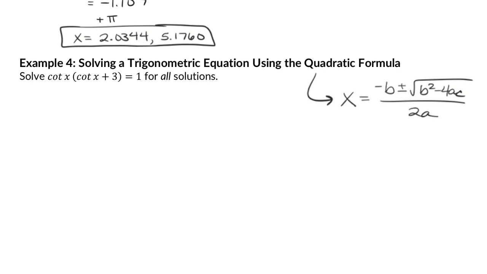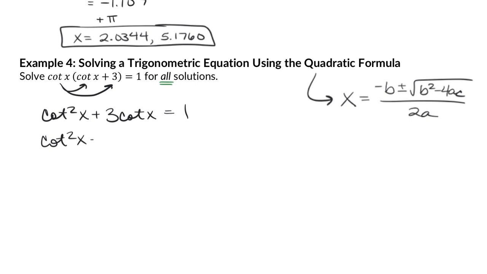Also, please notice that it says all solutions. Does that mean we're going to write a general solution? Yes. So first things first, let's start to solve. We're going to have to distribute this cotangent to both pieces. This is going to end up being cotangent squared of x plus 3 times cotangent of x equal to 1. And since I now realize that it's a quadratic, we're going to have to set it equal to 0, which means I subtract 1 from both sides.